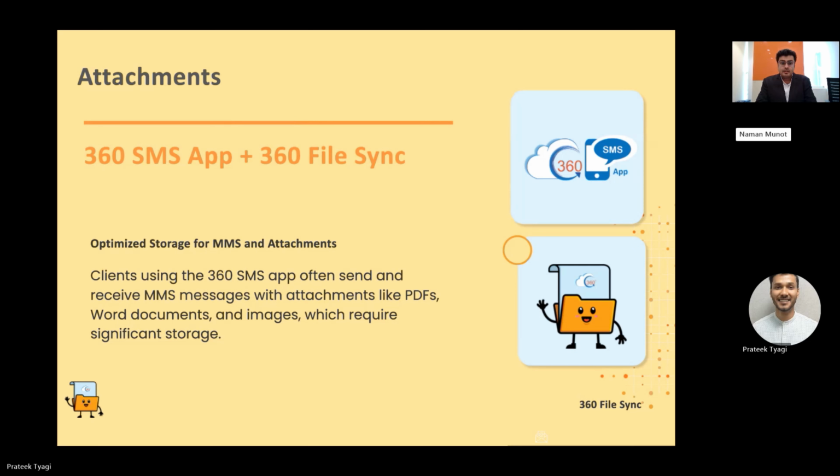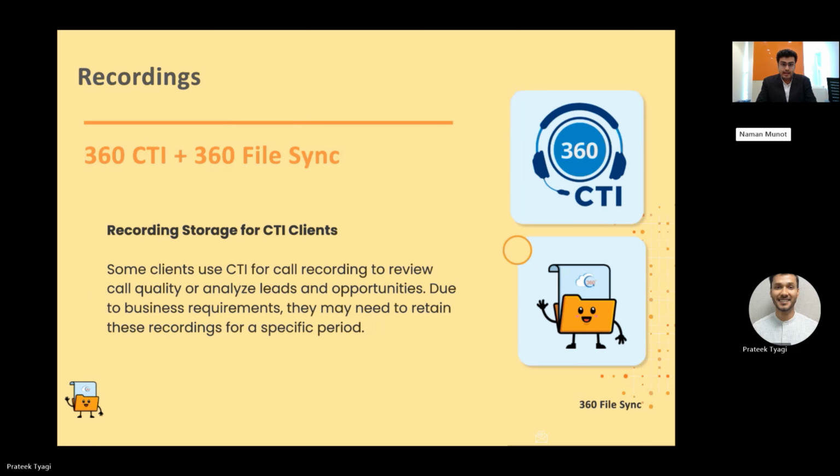So when a customer uses the 360 SMS app, they often send and receive MMS messages with attachments like PDFs, Word documents, and images, which requires significant storage. When a customer uses the CTI app, they use CTI for call recording storage to review call quality or analyze leads and opportunities. Due to business requirements, they may need to retain these recordings for a specific period or store them in an external storage.